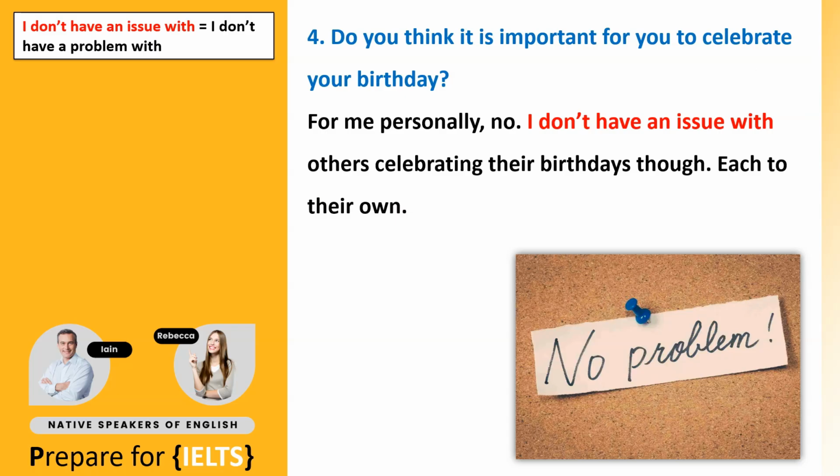I don't have an issue with. If you have an issue with something, you have a problem with it. If you don't have an issue with something, you don't have a problem with it. Remember to use other words for problem because problem is a basic word, so you can use issue and you can use it in writing too. I don't have an issue with.